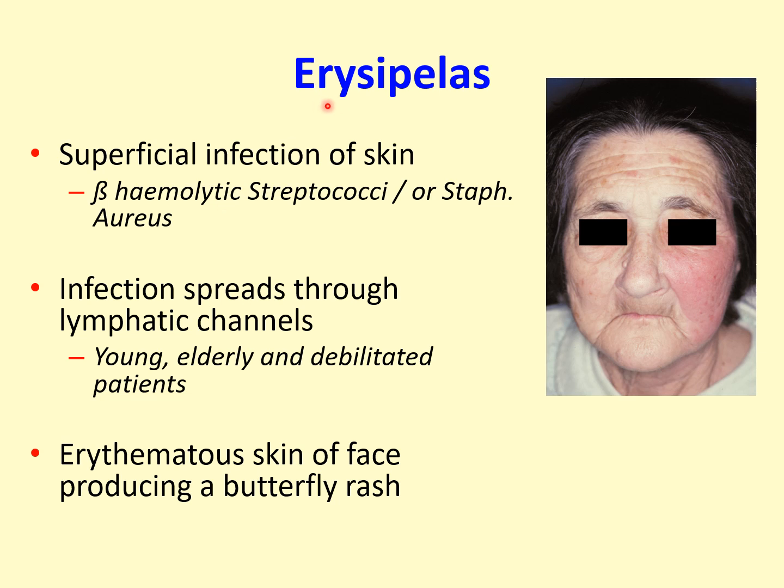The infection in Erysipelas tends to spread through the lymphatic channels in the skin and can affect both young and elderly, and particularly immunocompromised patients are more at risk. It can lead to erythematous changes on the face, producing rashes. On this occasion, you can see a rash involving the right cheek and circumorbital region of the patient.